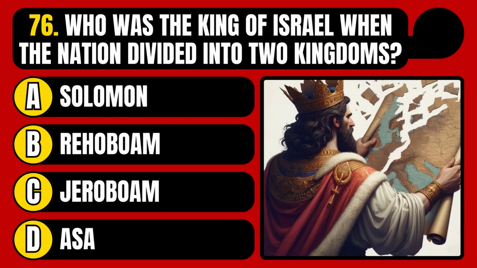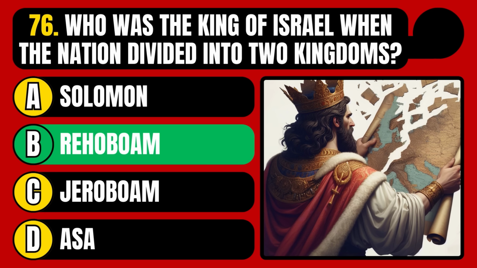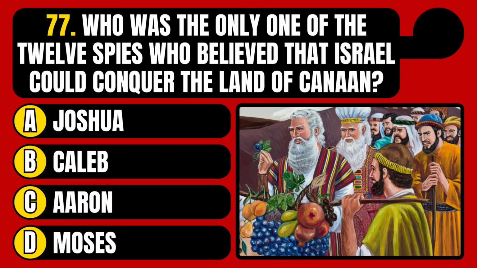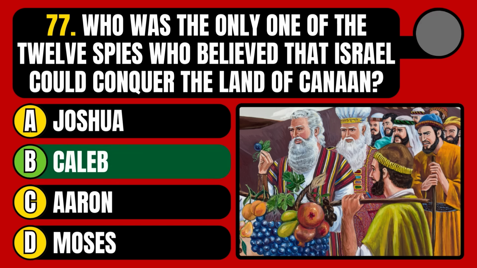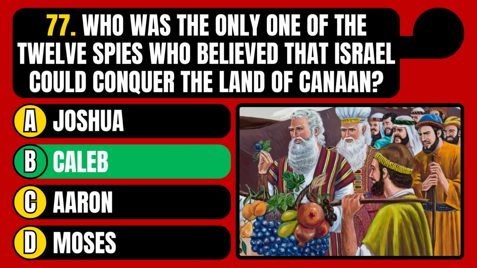Who was the king of Israel when the nation divided into 2 kingdoms? Solomon, Rehoboam, Jeroboam, or Asa? The correct answer is option B, Rehoboam. Who was the only one of the 12 spies who believed that Israel could conquer the land of Canaan? Joshua, Caleb, Aaron, or Moses? The correct answer is option B, Caleb.